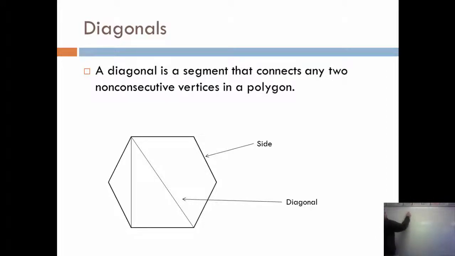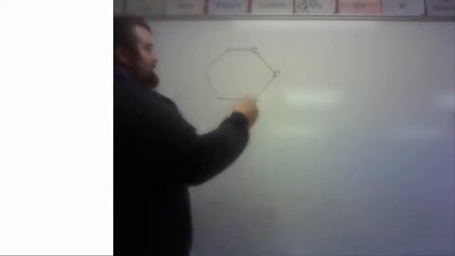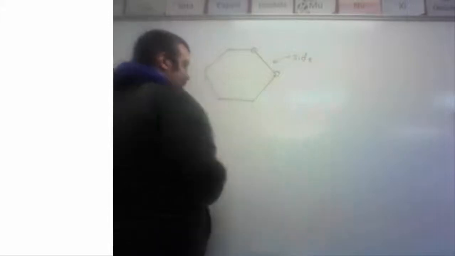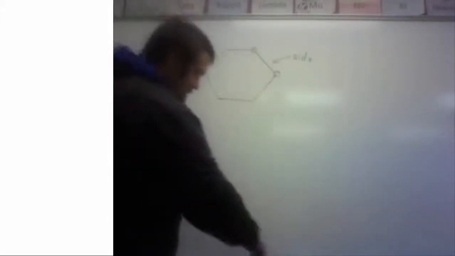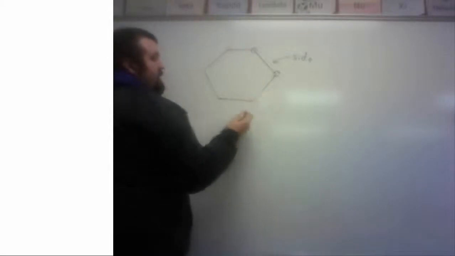In the picture on the PowerPoint, you see this shape. Now, these points here are consecutive vertices. If I drew a segment connecting those consecutive vertices, I'd get a side. This is a side. But if I connect two other vertices, let's just say this one here and this one here, they're not consecutive. They're not the next two in order.